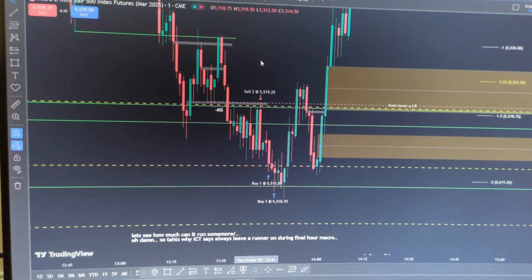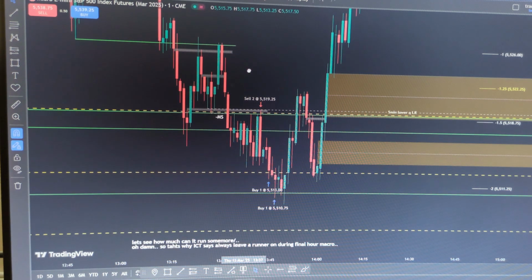So where was my first partial? My first partial was here. If you measure from here until here, you can get that 0.25 negative 0.25 level.